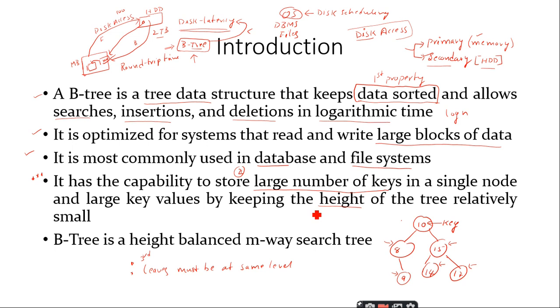We'll check everything, we'll discuss, right? Don't worry. So these are the 3 important properties we have discussed in this particular slide. We have some more properties which we need to discuss. And the last point on this particular slide is the B tree is a height balanced M-way search tree, right?